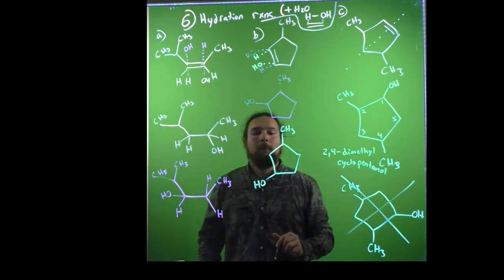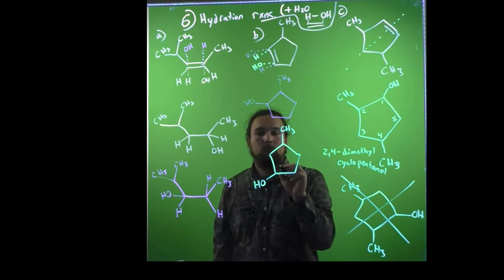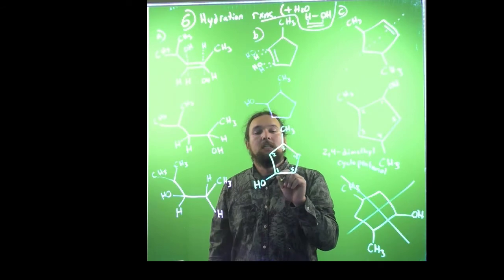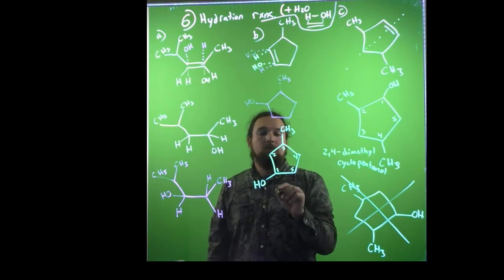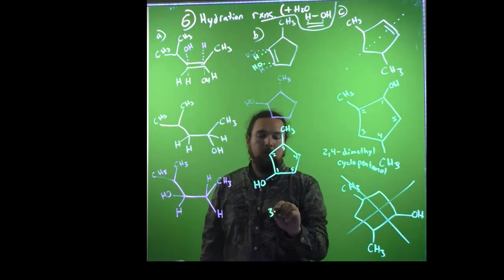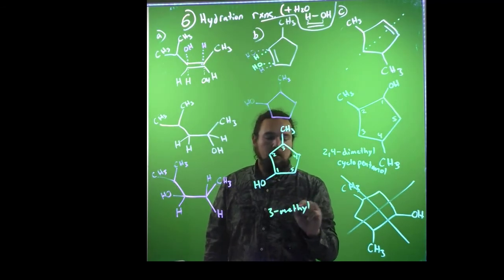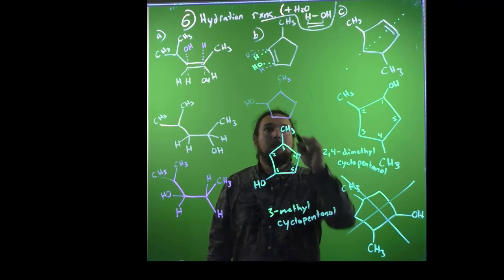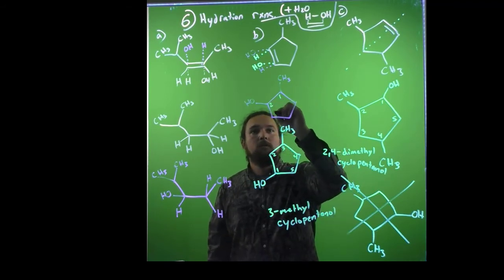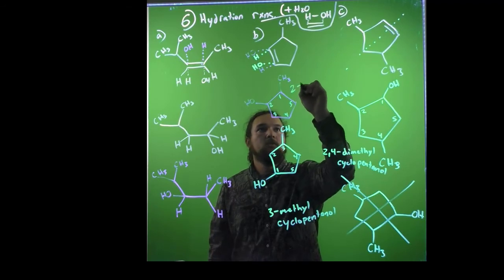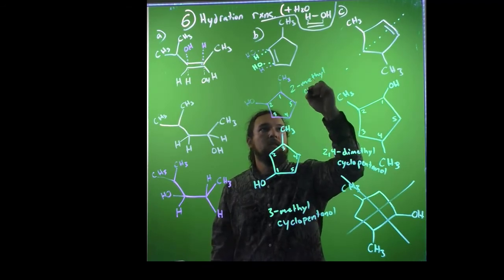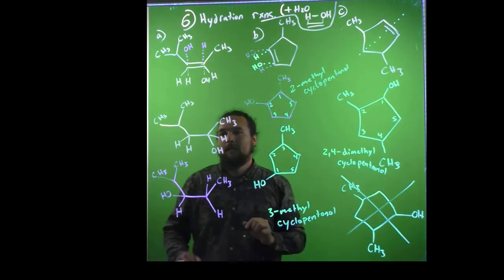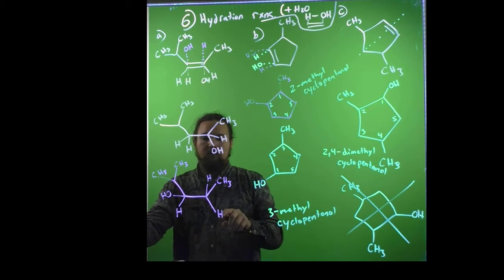This one, once again, would be 1, 2, 3, 4, 5. This is also a 5-membered ring, so this would be 3-methylcyclopentanol. And this one up here would be 1, 2, 3, 4, 5, 2-methylcyclopentanol. Okay. Naming these ones, we want to find the longest carbon chain.